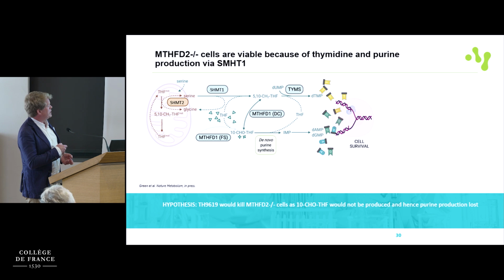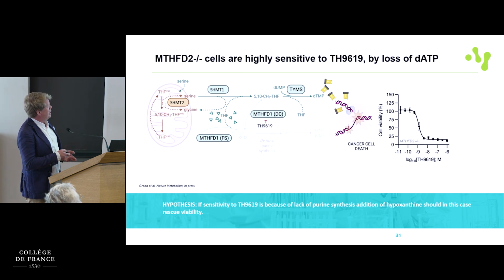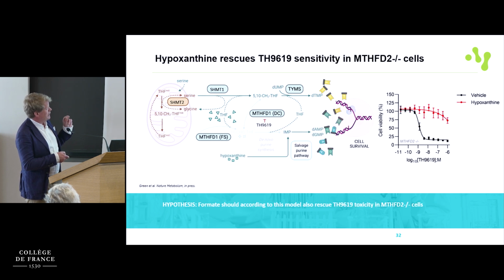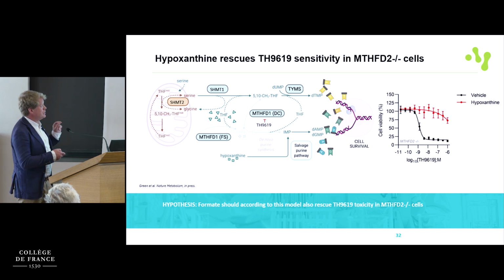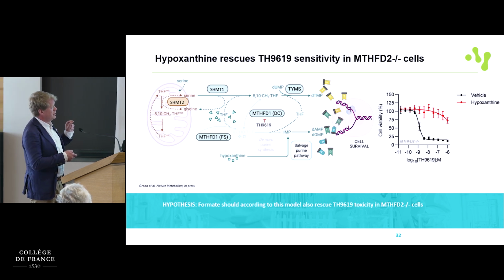If you don't have MTHFR2, now, if you treat with our inhibitor, one would expect that we wouldn't get purines, because now we have no way of generating purines. And so here, they are very sensitive, actually, to our inhibitor in dialyzed serum. So if we add in hypoxanthine, now they are rescued. And this is what we saw before, that there is no toxicity when you have normal media which contains hypoxanthine.